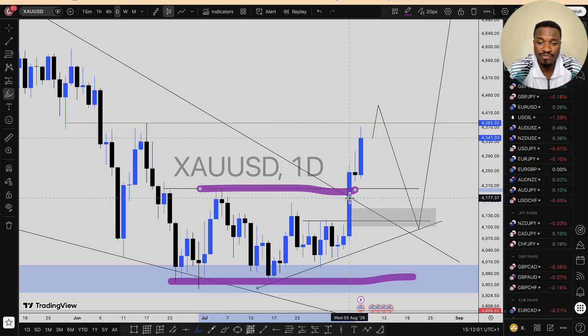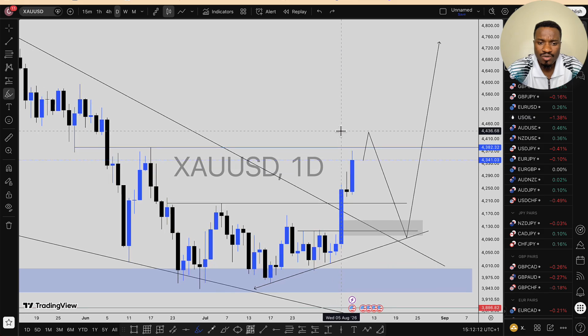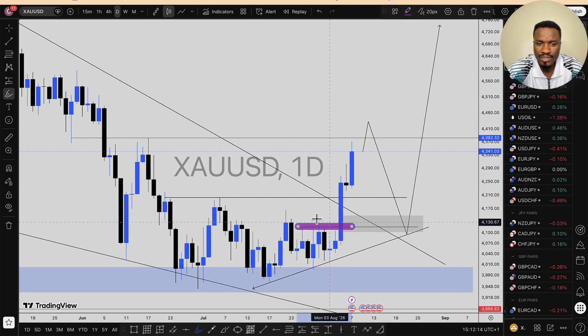And the price broke this level on Wednesday, 5th of August. The following day, we got like a shooting star. And the next day, a bullish bar candlestick. So it showed us buyers are so serious to reverse this trend. And then also take note of the level we broke right here at this level.